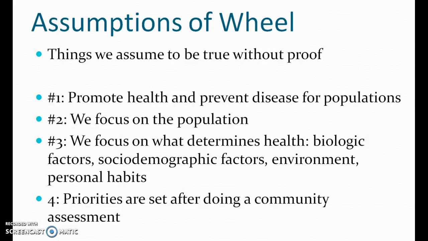Number 4, priorities are set after doing a community assessment. And again, that's why I'm pushing you to get that community assessment done early, because you have to understand who your community is, what they're made up of, who they're made up of, what services are available, because then you can set your priorities. And again, public health money is very limited, and so public health nurses need to be smart about how their money is spent in the limited supply that they have. And so determining who needs what will be the most effective way to then begin the planning.